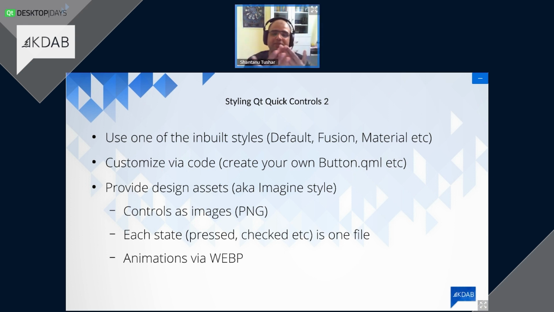For each state, for example, you can supply multiple files for button pressed, button checked, and it'll just work. Things like progress bar actually take animations from WebP files, so that works fine. So these are the broad ways you can style. Again, the method you pick depends on what team you have. Do you have a design team, or the way you need to style it? This is something you can experiment with in just a couple of hours, so take a look at that.